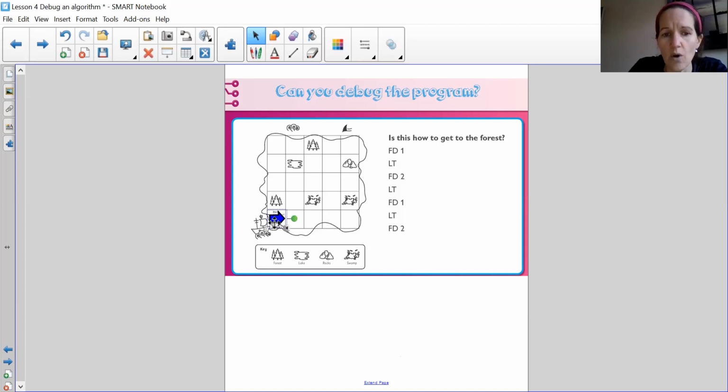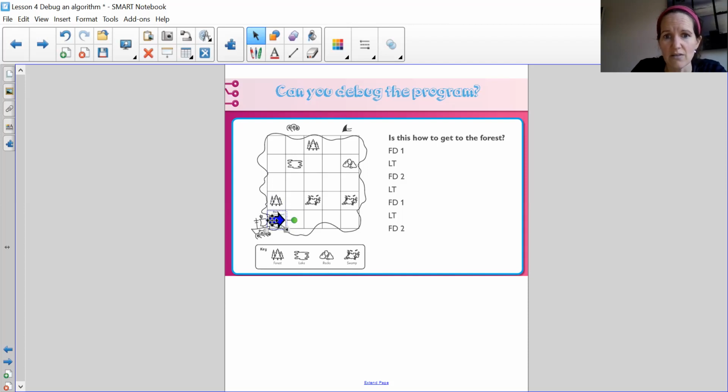So it says forward 1. There we go. Left turn. Forward 2. 1, 2. Left turn. Forward 1. Forward 1. Left turn. Forward 2. Oh dear. Is that how I get to the forest? I've come back to where I started, haven't I?